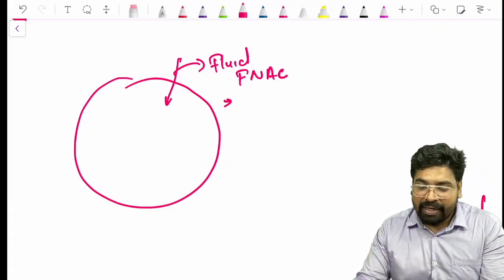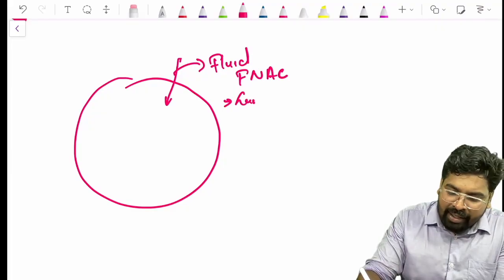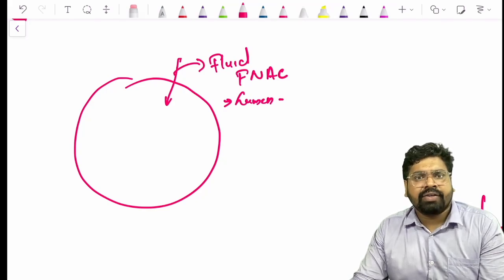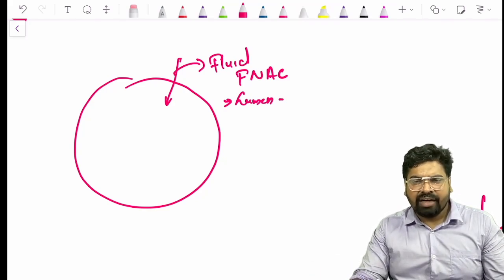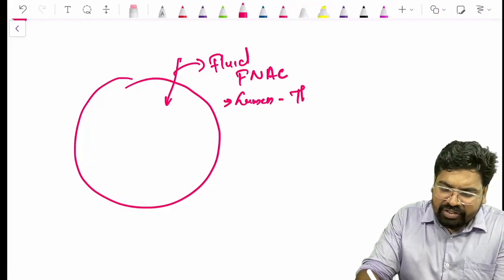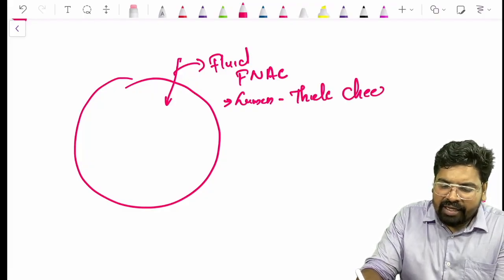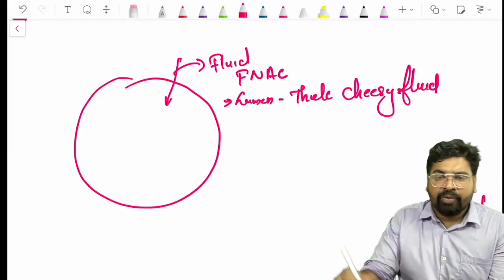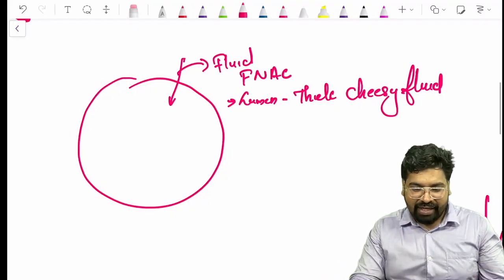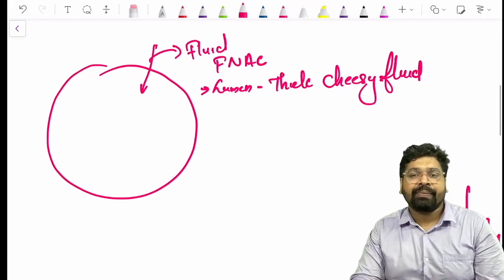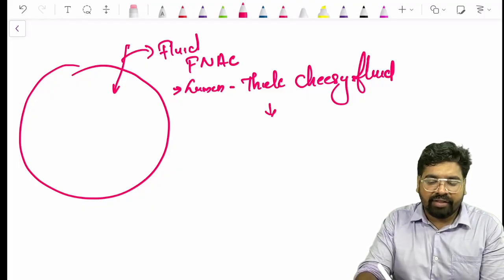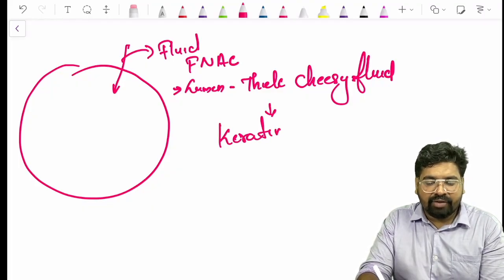What is the type of material in the lumen? So we are going to see the lumen. What is there in the lumen of your OKC? As soon as we put the needle and take it out, we get thick cheesy fluid. So we were getting straw colored fluid in dentigerous cyst. Here we have thick cheesy fluid, right? And what is this thick cheesy fluid? It is nothing but a lot of keratin.